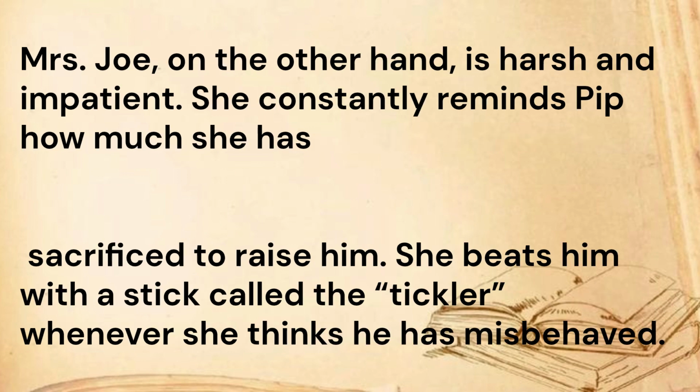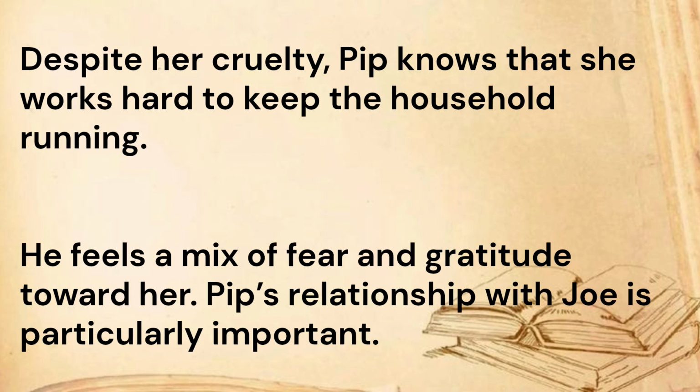Mrs. Joe, on the other hand, is harsh and impatient. She constantly reminds Pip how much she has sacrificed to raise him. She beats him with a stick called the tickler whenever she thinks he has misbehaved. Despite her cruelty, Pip knows that she works hard to keep the household running. He feels a mix of fear and gratitude toward her.